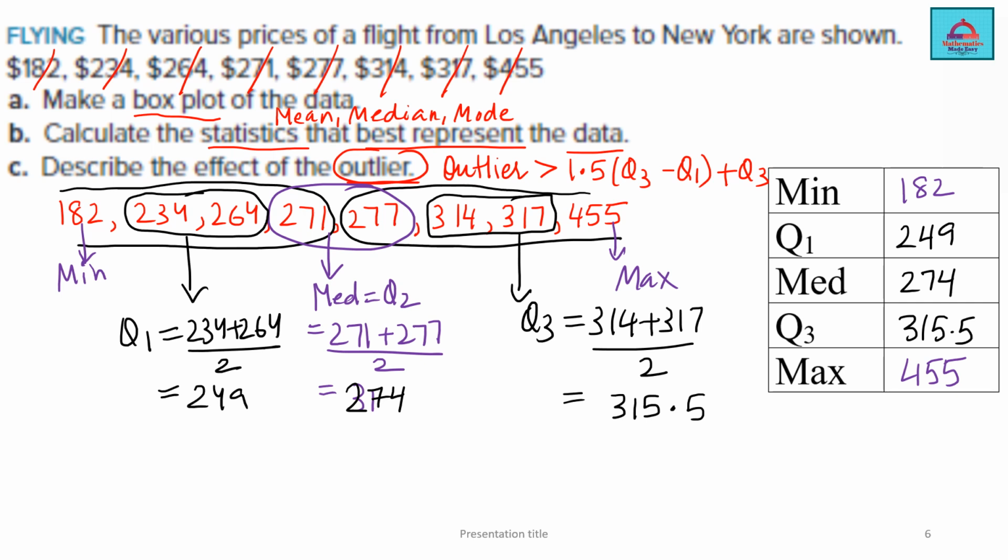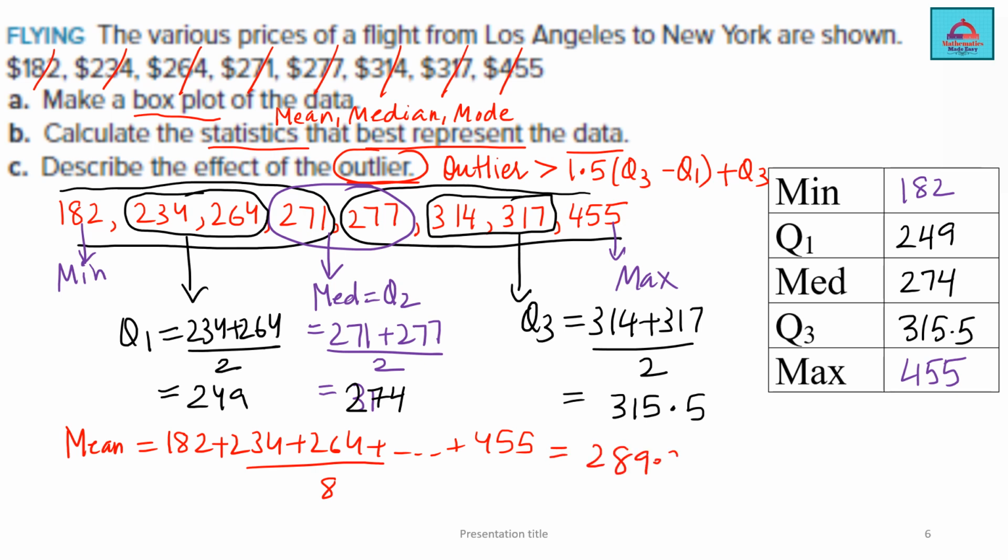In B part, as I told you, we need to have the mean, median and mode. So if you see, mean is all the numbers added. You know the formula by now. Add all numbers and divide by the total number. So total number is 8. So the mean will come out to be 289.25. Median, we have already found out. Median has come out to be 274. And if you see for the mode, there is no value which is repeated. All are coming only one time. So there is no mode.